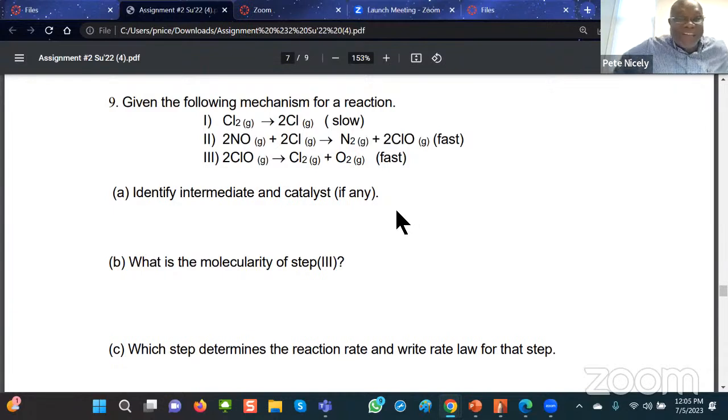Looking at the mechanism provided, can you identify an intermediate? And if so, what is that intermediate? So let me just write down here.